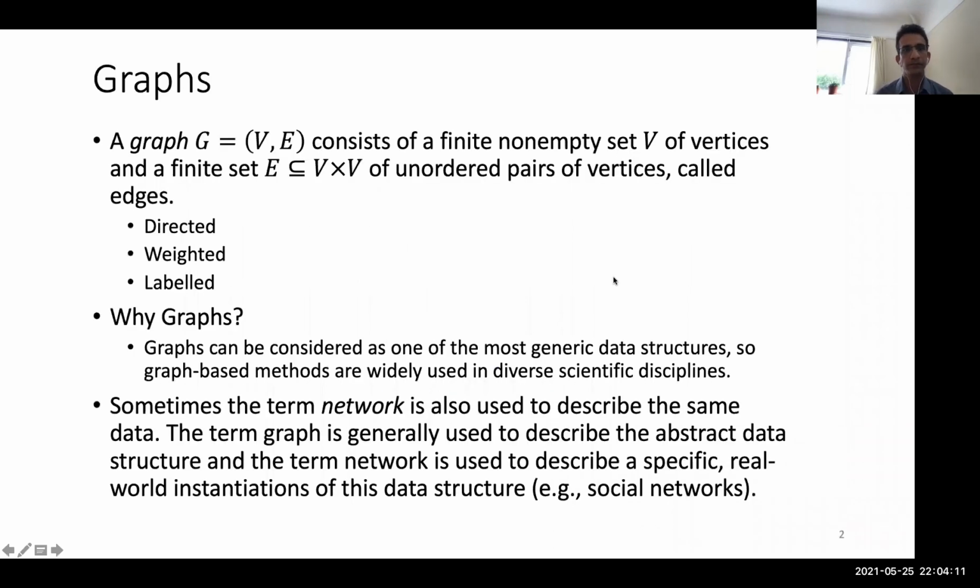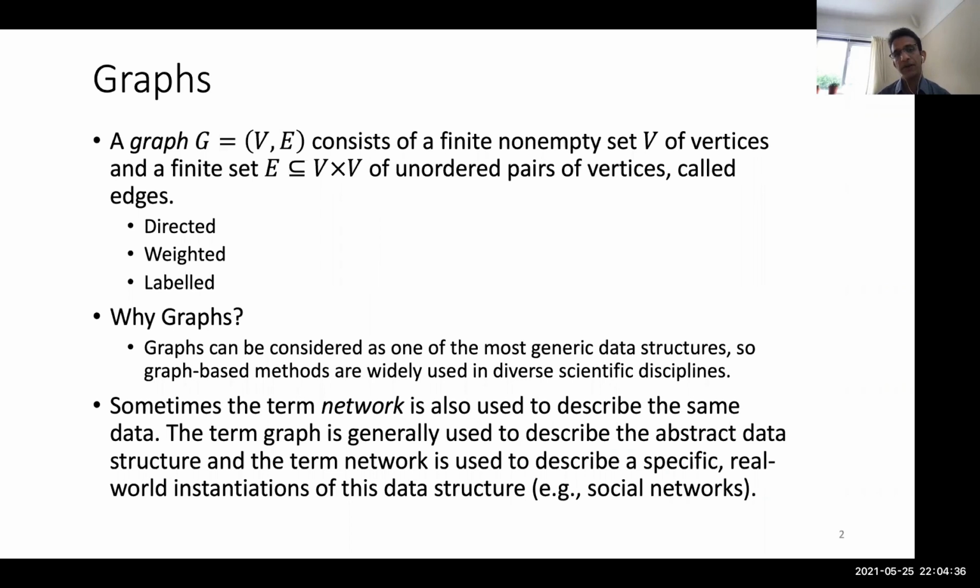So, what's a graph? It consists of a set of vertices and a set of edges. A graph can be directed, it can be weighted, and it can be labeled. In the case of weighted or labeled graphs, you're given a function that assigns a weight or a label to every edge or vertex of the graph.